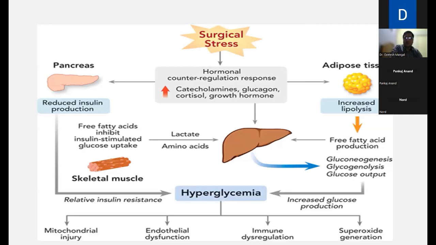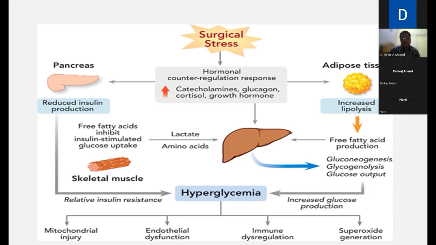Coming on to the mechanism of hyperglycemia, we usually call it stress hyperglycemia. The reason is basically increased production of counter-regulatory hormones, that is catecholamines and glucagon, which lead to enhanced lipolysis and reduced insulin production. It leads to enhanced gluconeogenesis and glycogenolysis, which leads to hyperglycemia and relative insulin resistance. All these mechanisms play together to achieve a state of stress hyperglycemia, and it also worsens the glycemic control of a stable diabetic patient.